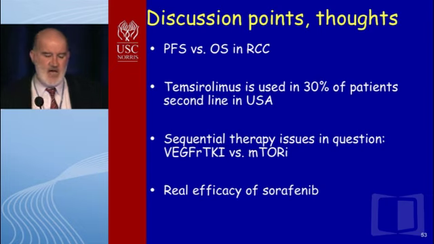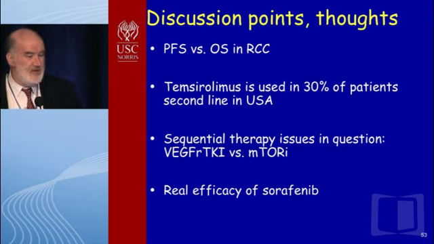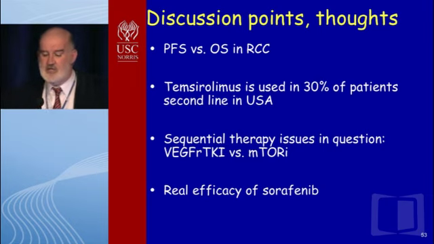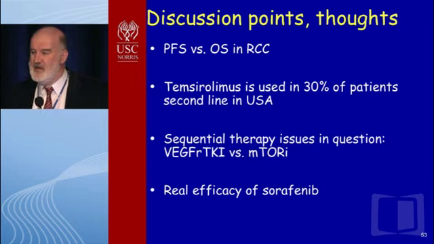And so the questions are, what should we be treating to in our studies of renal cell cancer? Overall survival or PFS? We've used PFS universally. Toracel, or temsirolimus, sorry, not meant to use the brand name, is used in 30% of patients second line in the USA. And there are reasons why you may want to infuse, but this is the only evidence we have, and I think I'd be skewed to say it's negative. And sequential therapy issues still need work, and I think we need some biomarkers here to help us.